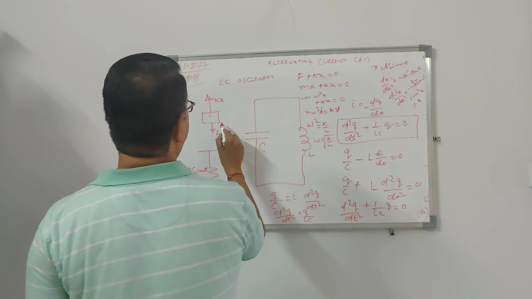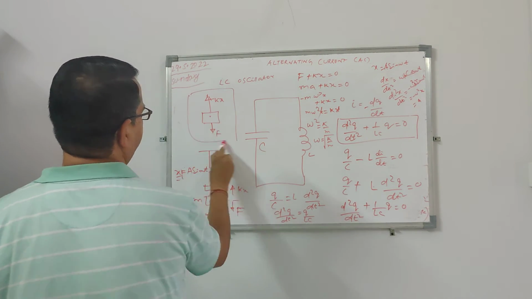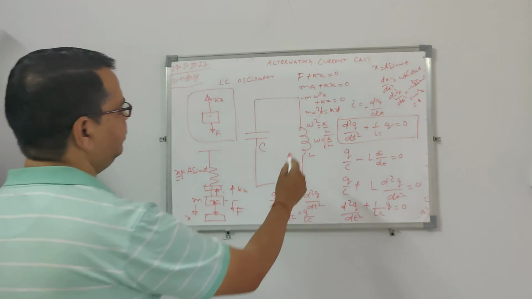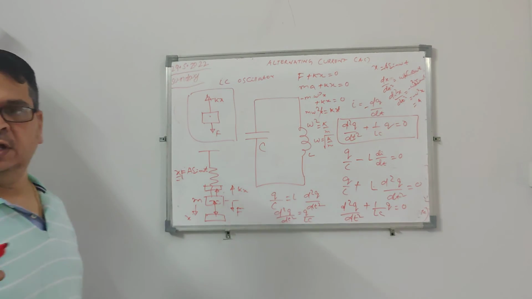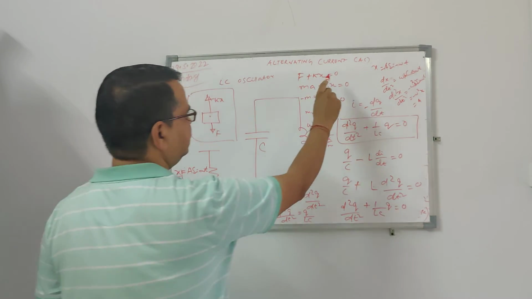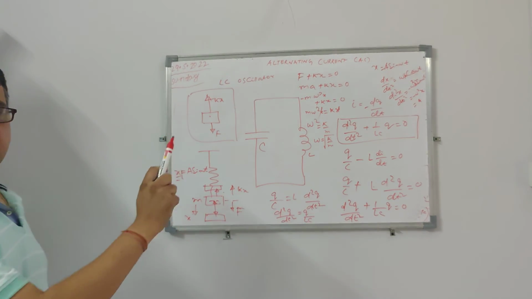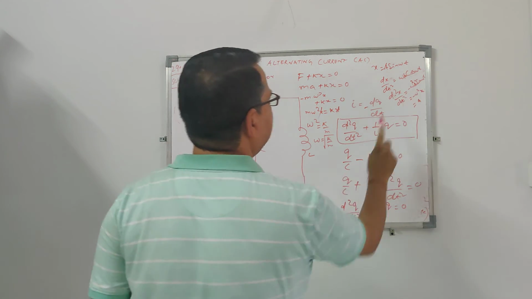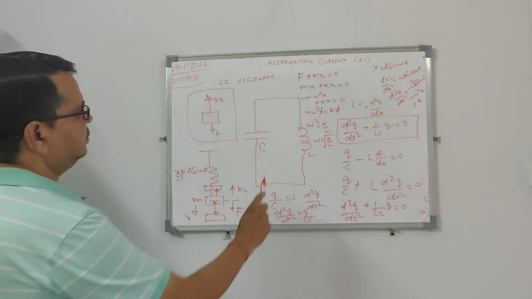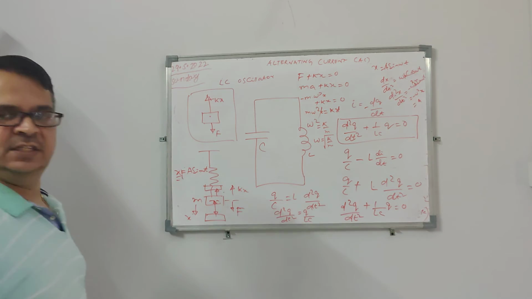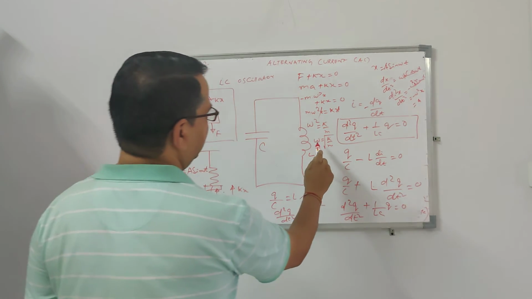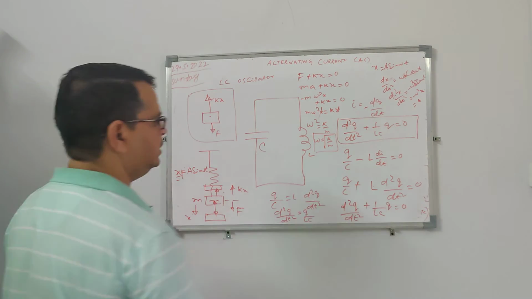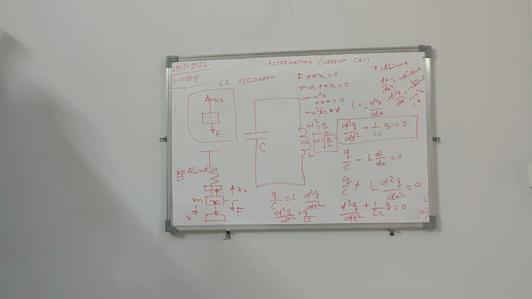So you know this body is in equilibrium. If it is in equilibrium, the net force acting on this spring mass system is equal to 0. So ma plus kx is equal to 0. From here you put a is equal to minus omega square x, so it is m omega square x plus kx is equal to 0. So finally you have found my angular frequency is equal to the square root of k by m.